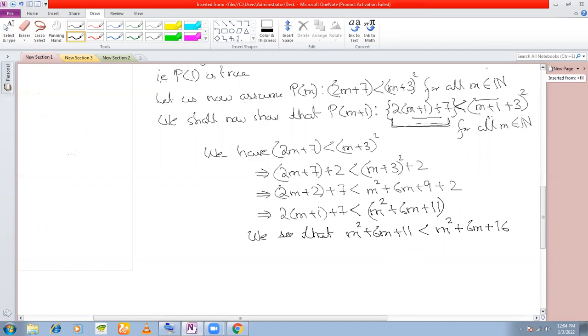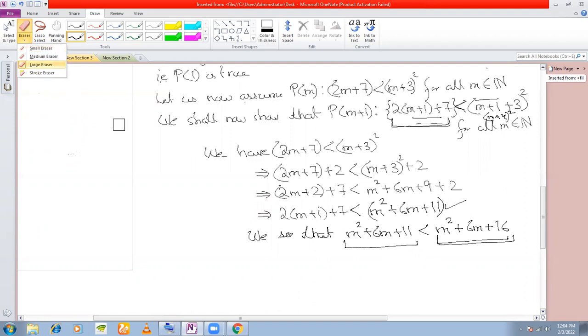Why did we write m square plus 6m plus 16? Because we see that this is nothing but m plus 4 whole square, isn't it? Right? And what is the expansion of m plus 4 whole square? It is m square plus 6m plus 16. We are getting what? M square plus 6m plus 11. And m square plus 6m plus 11 must always be less than m square plus 6m plus 16.